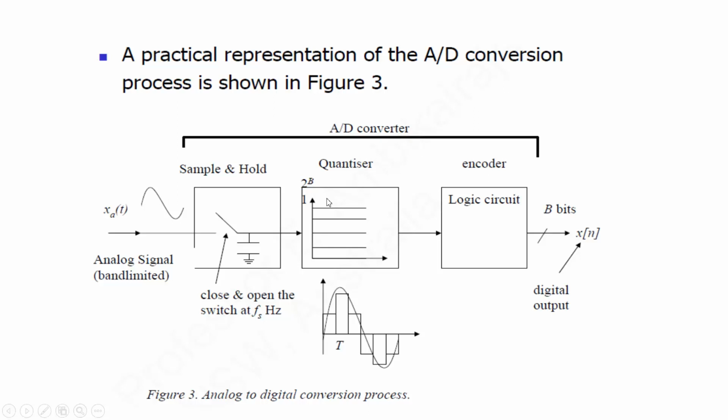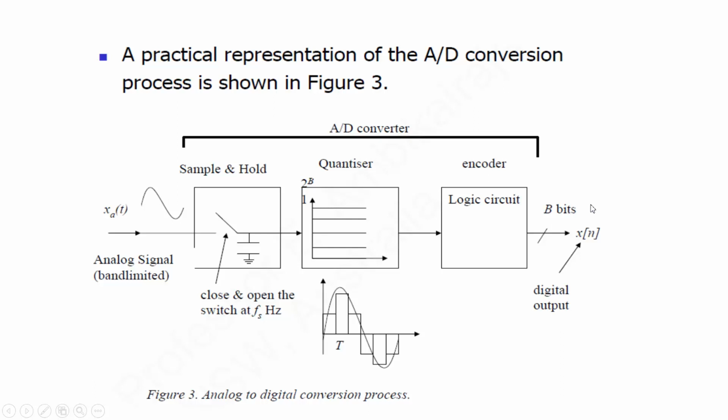That particular value of the sampled signal will be approximated to a quantization level out of these 2 to the power B quantization levels. We will see how it is done. After the signal is quantized and is allocated one particular level, then that level is converted into a digital code using the encoder circuit, and we get B bits out of this block, out of the system. So the input was an analog signal and the output will be a digital signal in terms of bits.